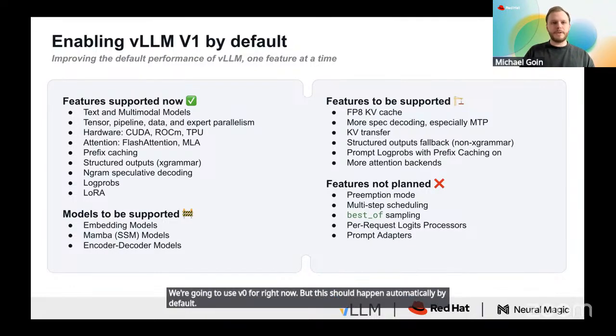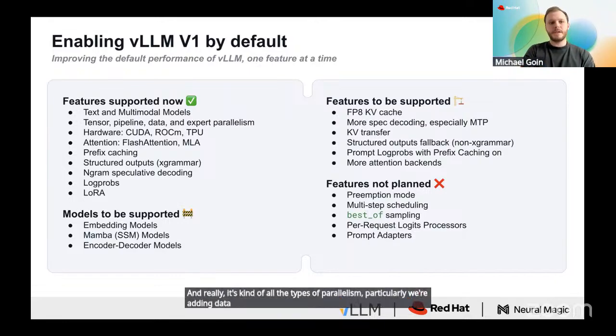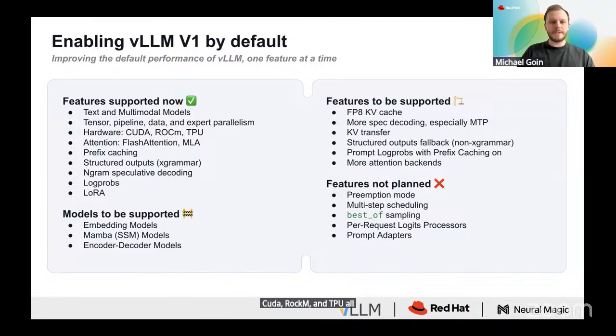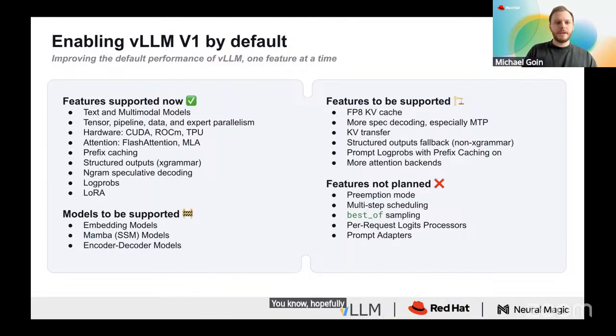But still, it's important for you to know what you should expect to run in v1 and see the performance benefits. And really, it's all the types of parallelism. Particularly, we're adding data parallelism in v1. Text and multimodal models, basically across the board, are supported. There's only a few multimodal models that are still getting over the hump. CUDA, ROCm, and TPU all have v1 backends now, but the other hardware backends are going to be on v0, hopefully migrating over time.